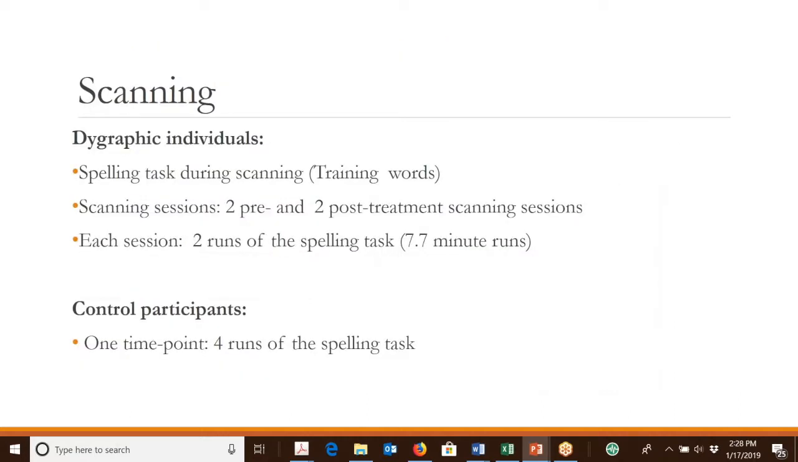So we did fMRI scanning with these individuals to collect our data about brain activity. They did a spelling task in the scanner that involved their training words. They had two pre-treatment and two post-treatment scanning sessions. In each scanning session, there were two runs of the spelling task. So at each time point, you have four runs of the spelling task. The control participants have a one-time four runs of the spelling task.